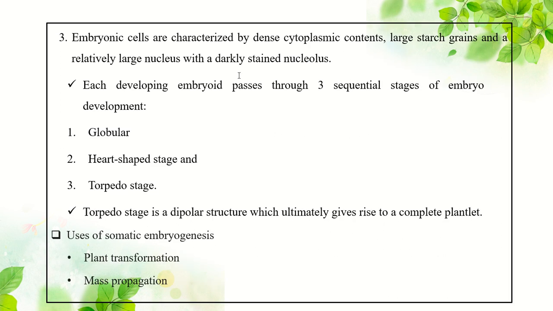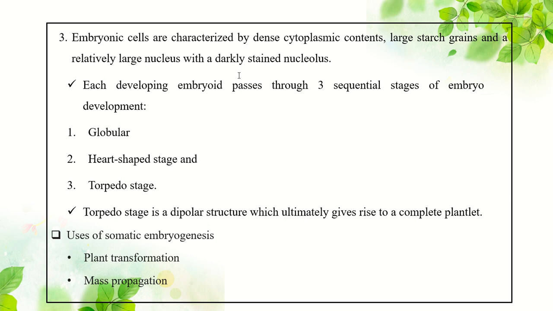Now, embryogenic cells are characterized. How are they characterized? How do they look? Embryogenic cells are characterized by dense cytoplasmic content, for example, large starch grains and relatively large nuclei with a darkly stained nucleus. This is the primary characteristic through which embryogenic cells are identified: dense cytoplasmic content, large starch grains, and a large nucleus.